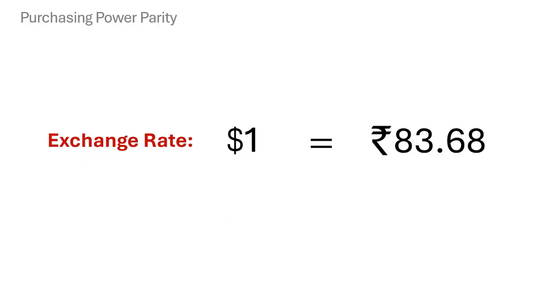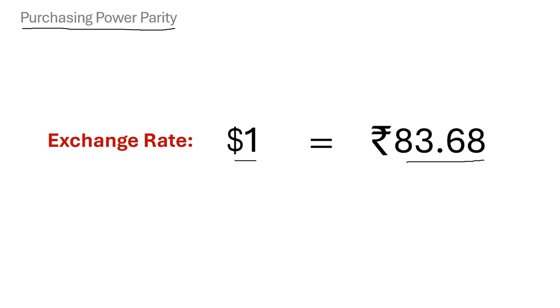Another concept which we need to know before we get into the disclosures under greenhouse gas footprint is the concept of purchasing power parity. Now, all of us know about the concept of exchange rate, which is, for example, $1 is equal to 83.68. Now, what does this mean? This means if we want to buy $1, we need to give 83.68 rupees. But what does this not mean?